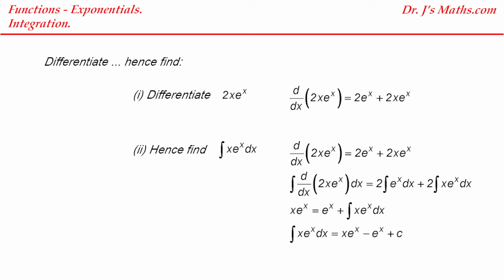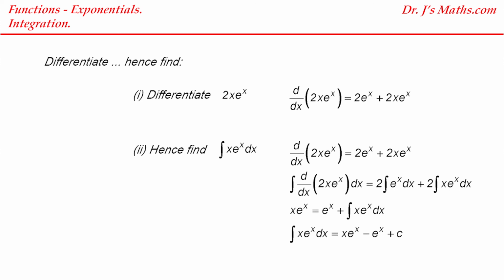So in normal practice with the differentiate hence find questions, we write down what we have done. So it's the derivative with respect to x of 2x e to the x, and that gives us 2 e to the x plus 2x e to the x. So we add our integral signs and our dx terms, and we have the integral of d dx of 2x e to the x dx equals 2 integral of e to the x dx plus 2 integral x e to the x dx. Cancel the 2's.